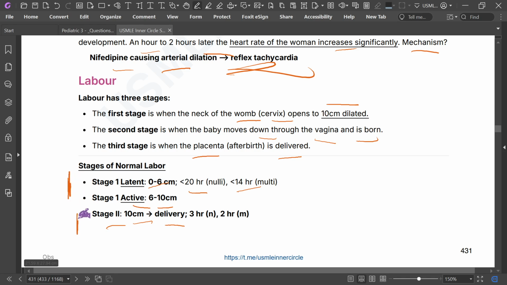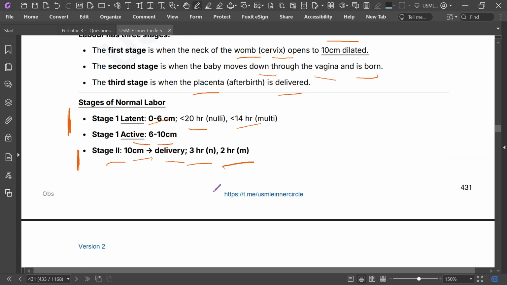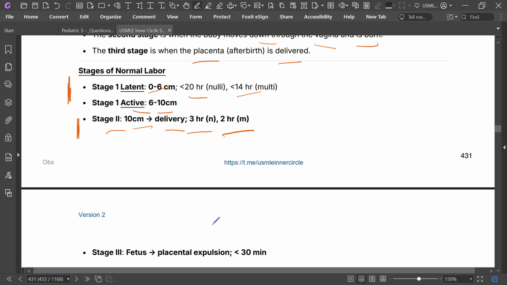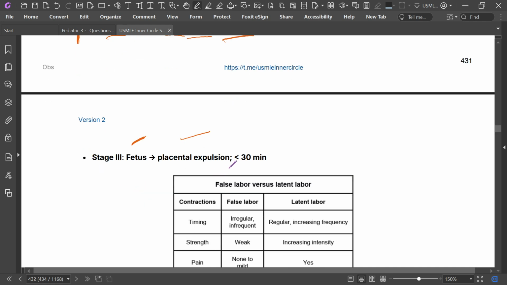And stage 2 is 10 centimeters to delivery: 3 hours for nulliparas, 2 hours for multiparas. If it is full dilatation, 10 centimeters, then stage 2 is from 10 centimeters dilatation to delivery, 3 hours for nulli and 2 hours for multi. Okay, now stage 3. Stage 3 is fetal delivery to placental expulsion. It is less than 30 minutes.